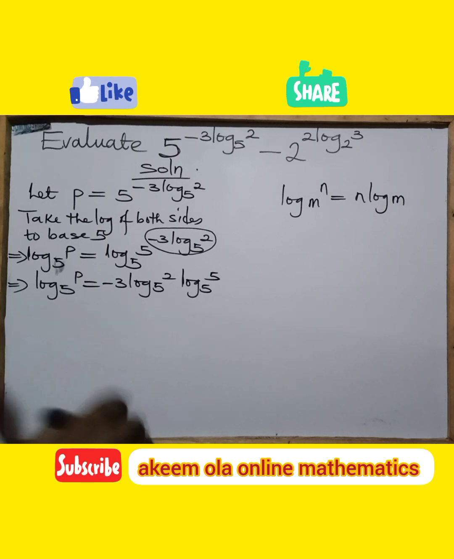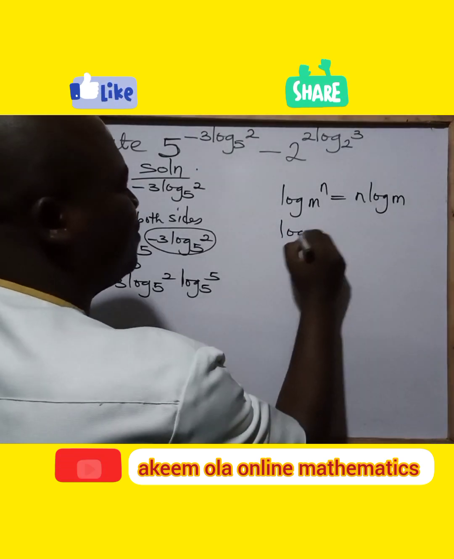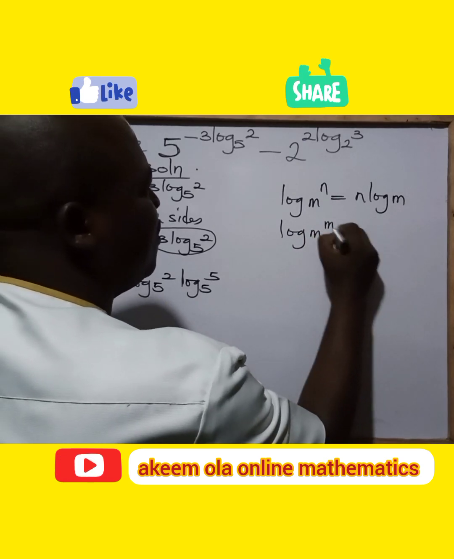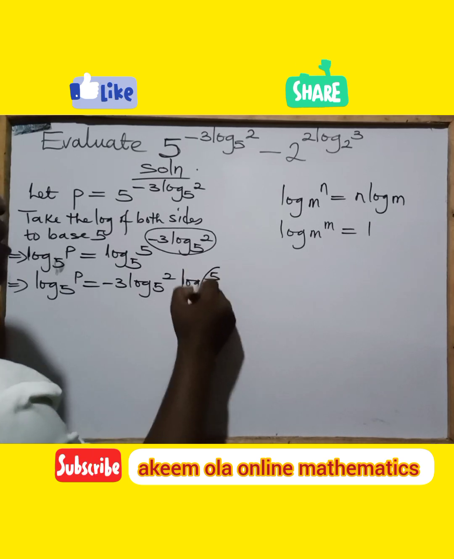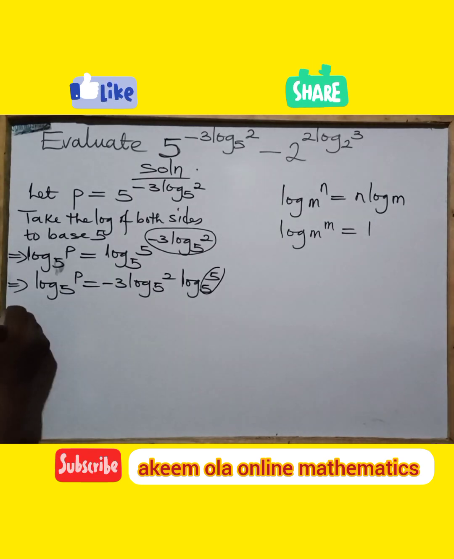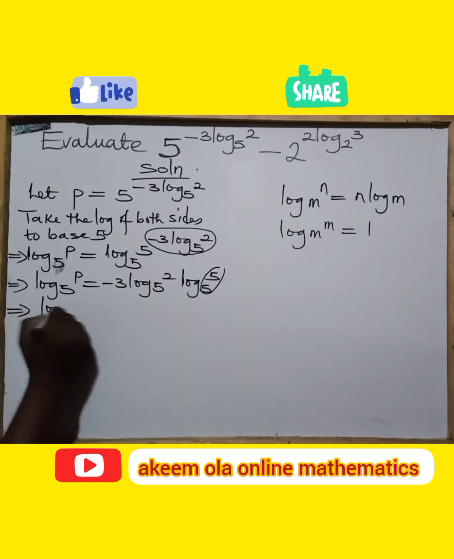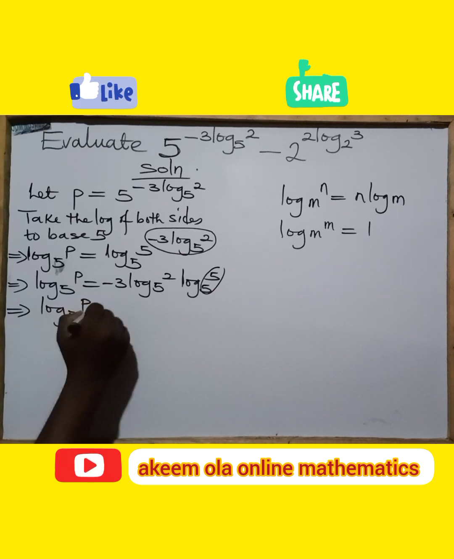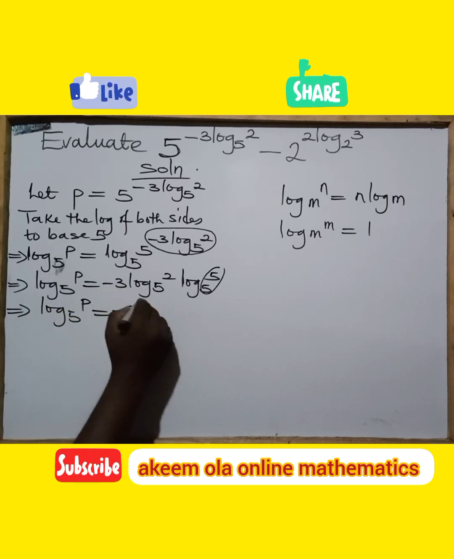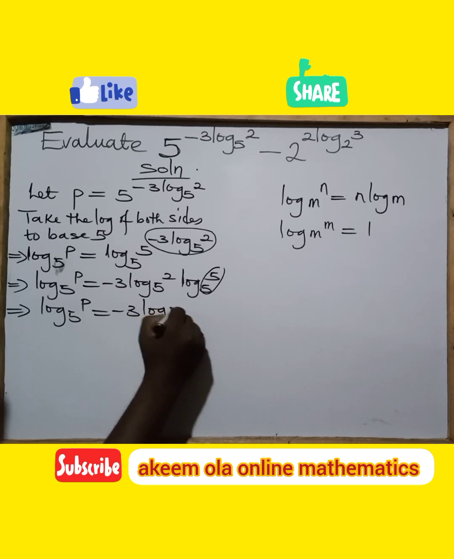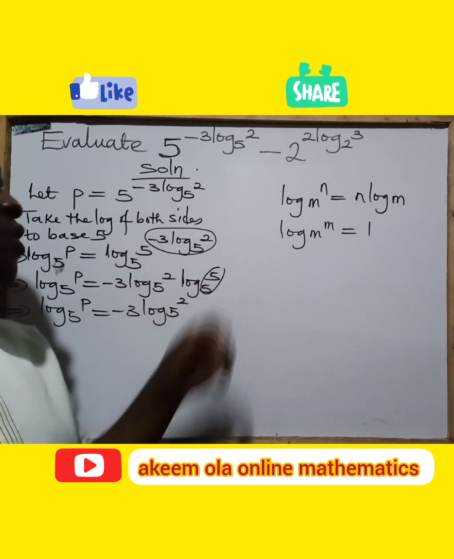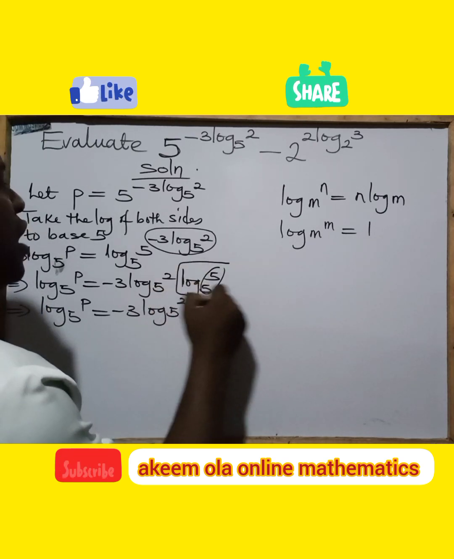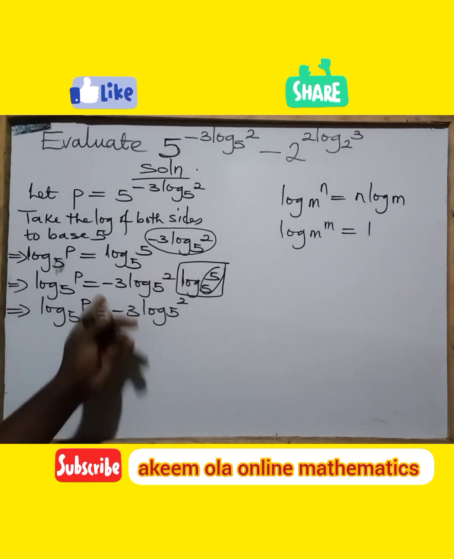There is also a law that is related here, and that law is log m m will surely give us 1. And here we have log 5, 5. So log 5, 5 here will give us 1. That means we are going to have log 5 P is equal to minus 3 log 5, 2. As in from here, if you multiply this one by 1, the whole of this one will give us 1. So multiply by this will give us this.